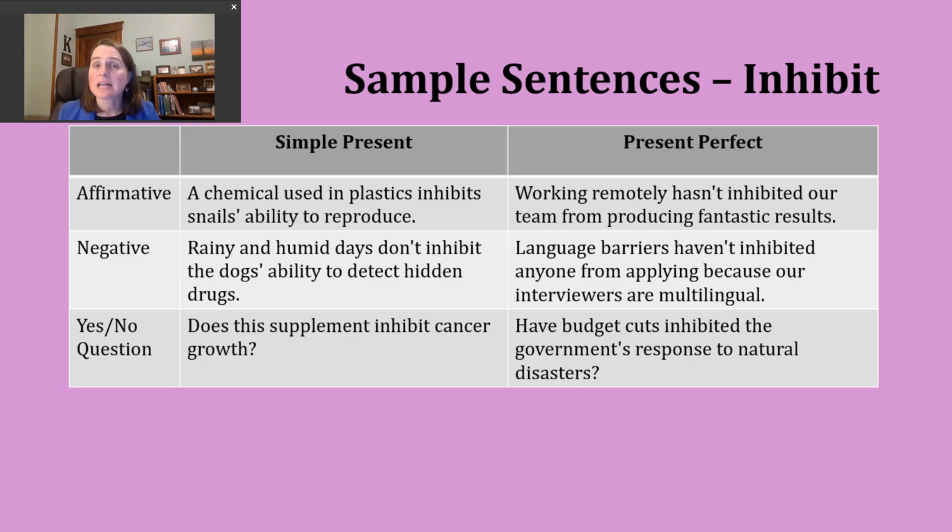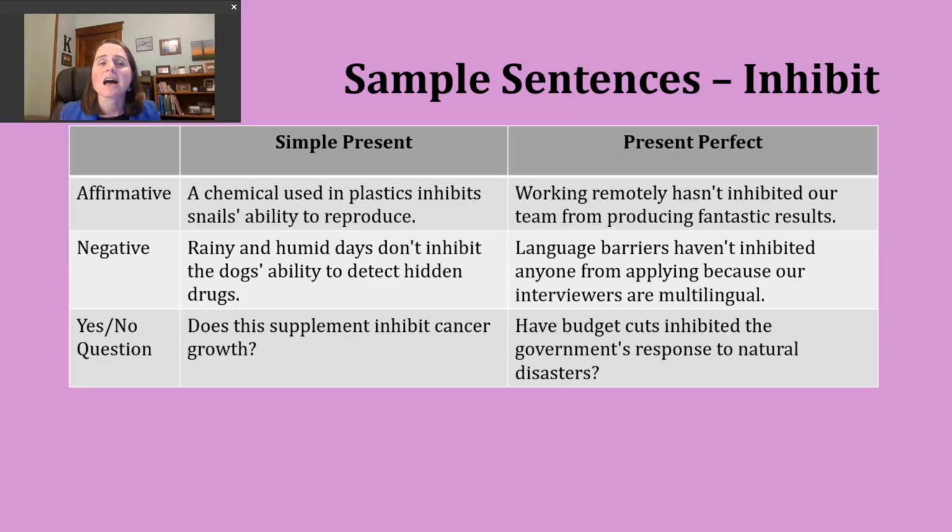And this is a verb tense where we need to pay attention to our subject. If our subject is I, you, we, or they, then in the affirmative or a positive sentence, you just want to use the base verb. So no suffixes, no special endings. However, if your subject is he, she, or it, then you should add an S to the end of this verb. And you can see that in my example here. A chemical used in plastics inhibits snails' ability to reproduce.